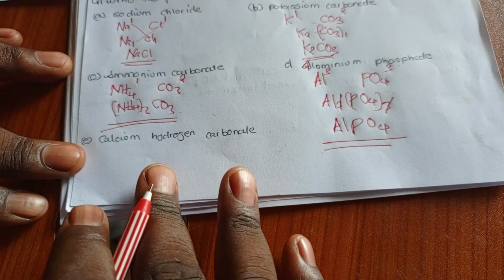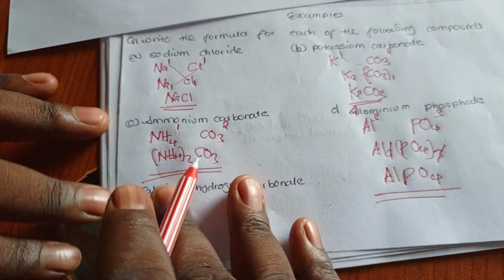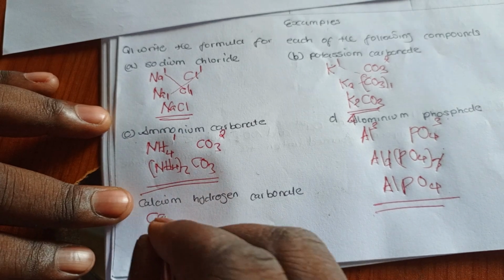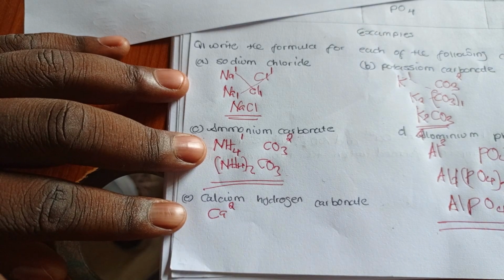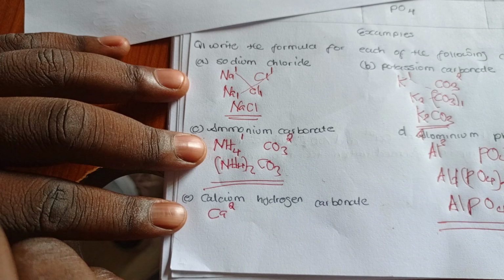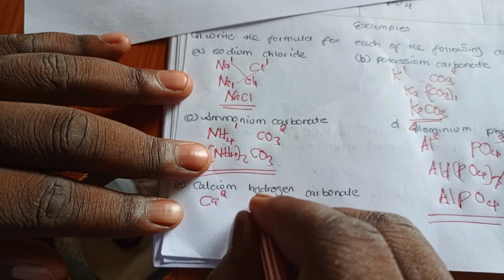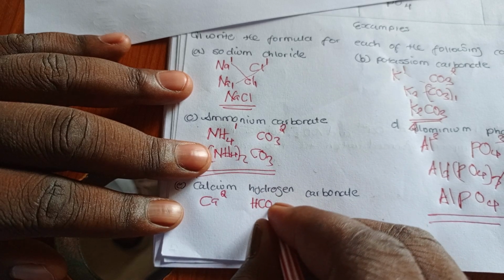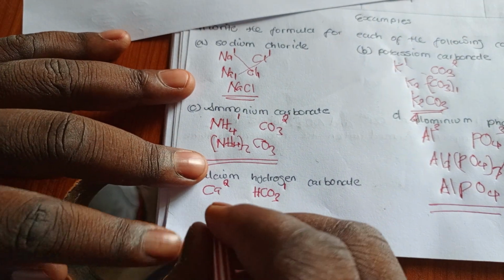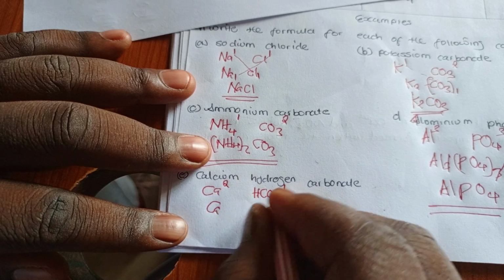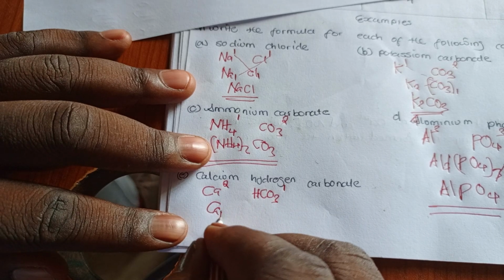Then I'll go to calcium hydrogen carbonate. The formula for calcium is Ca with a valence of 2, because calcium is from group 2, which means it has a valence of 2, supposed to lose 2 electrons. Then hydrogen carbonate is a radical with a valence of 1. Now we'll swap the valences. So calcium is going to receive this 1. Since I said if it's 1, we ignore it.